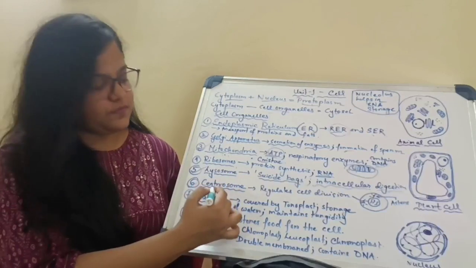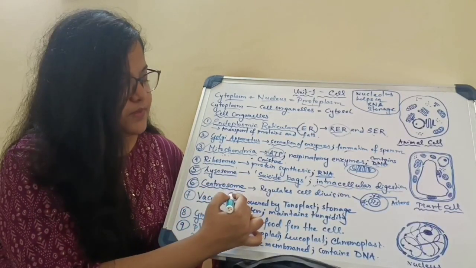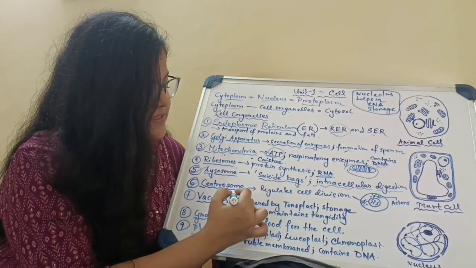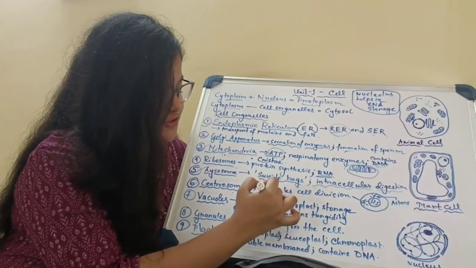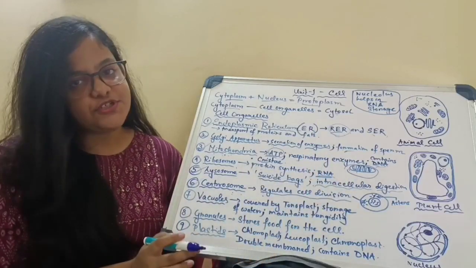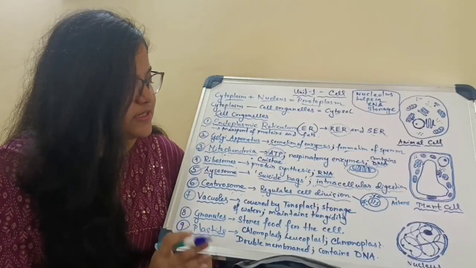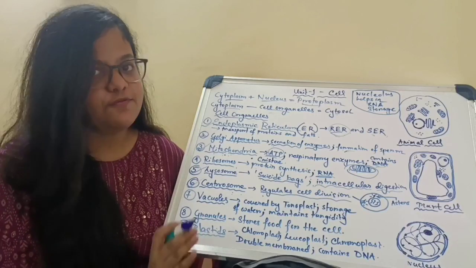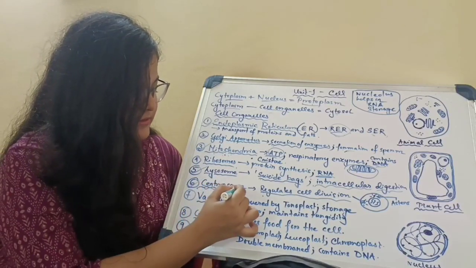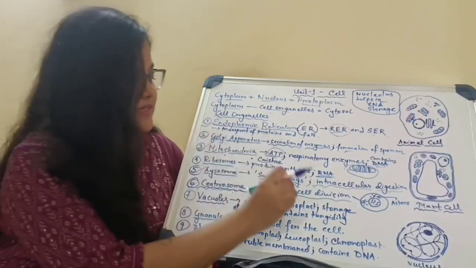Next, we shall move on to the centrosome. Now, what is centrosome? Centrosome helps in regulating the cell division of a cell. What is cell division, you may ask? Cell division is the formation of the new cell from the pre-existing cell, and centrosome are the basis of cell division.